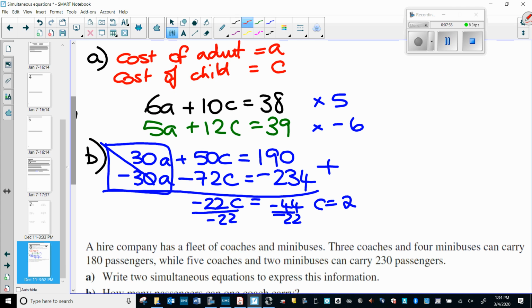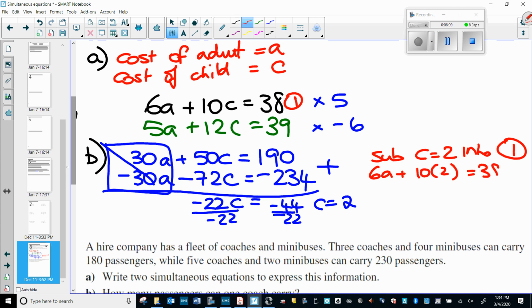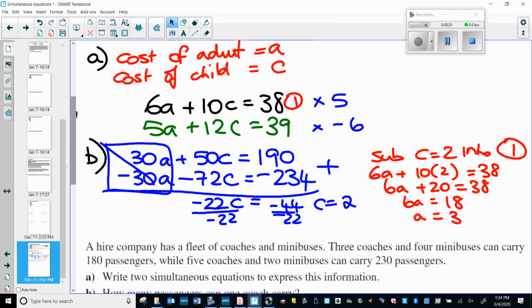Oh, the first one, okay, so we're going to substitute, I'm probably running out of space, sorry about that. So c equals 2 into the first one. So we've got 6a plus 10 lots of 2 equals 38. 6a plus 20 equals 38. 6a equals 18, a equals 3. Okay? So an adult ticket costs £3 and a child costs £2.